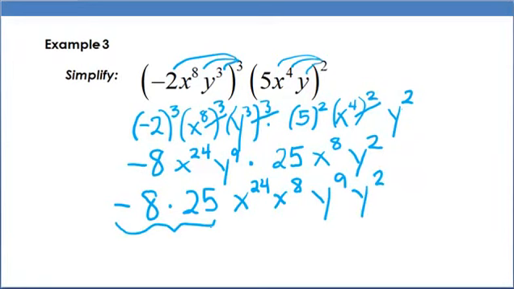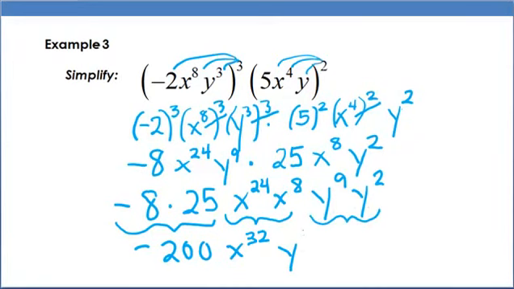For your numbers, we're going to do a regular multiplication. It will be negative because we only have one negative. 8 times 25 will give us 200. For your x's, now we're back to our very first rule. We have like bases side by side. Your rule is keep the base and add on the exponents. So we're going to keep the x, add the exponents, will give us a 32. And for the y's, we will keep the base and add the exponents.